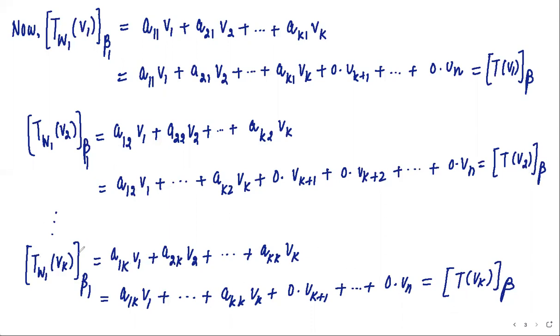Now we will evaluate the images of the vectors in the basis beta 2 under the linear transformation TW2. Now, TW2 of Vk plus 1 relative to the basis beta 2.